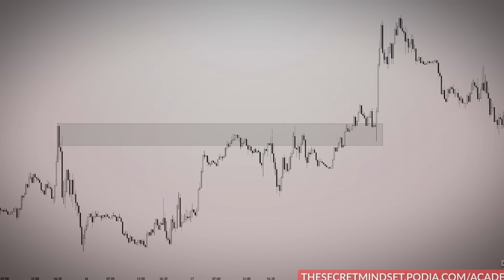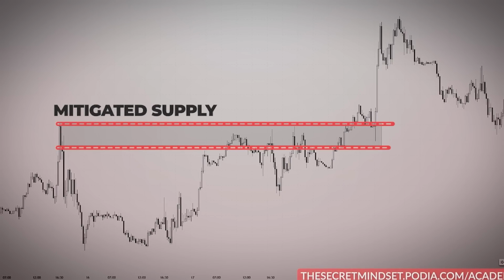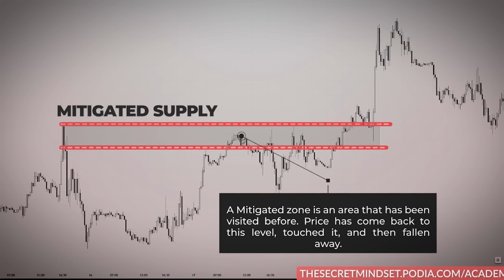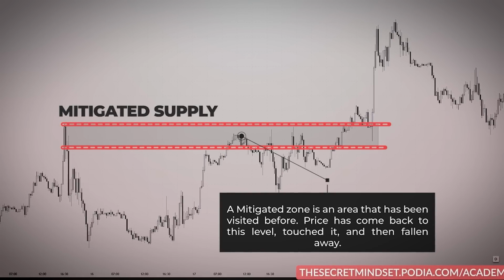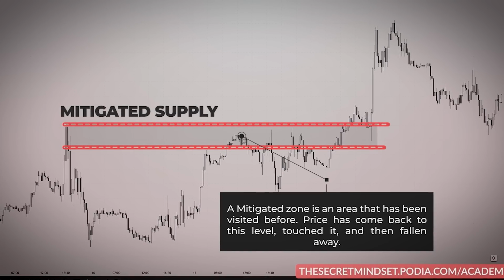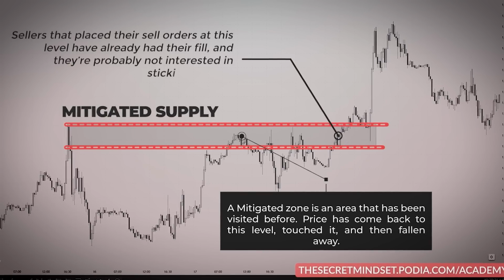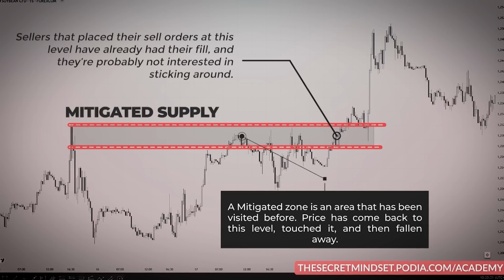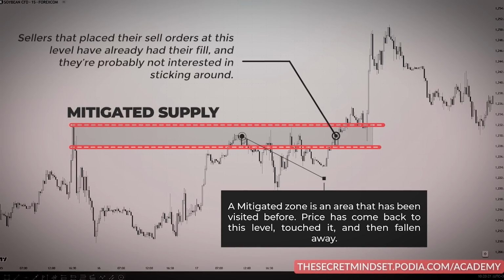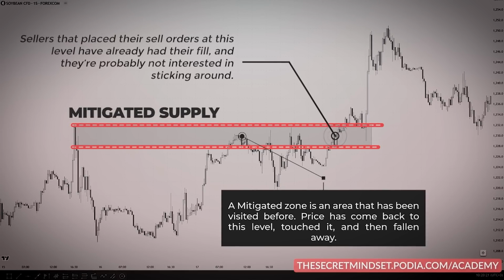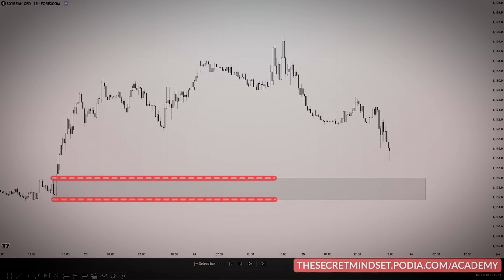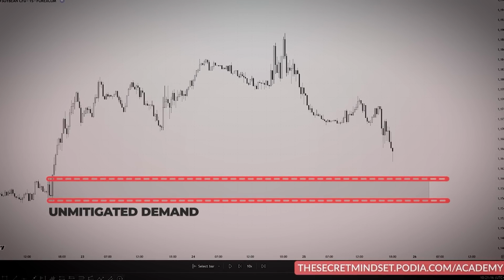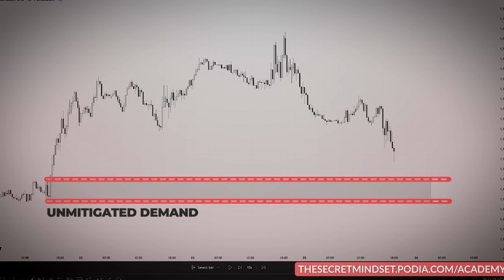The big players who place their orders in this zone are eagerly waiting for price to come back and fill them. On the flip side, here we see a supply zone with a reaction. Price has come back to this level, touched it, and then fallen away. This is what we call a mitigated supply zone. A mitigated zone is an area that has been visited before. The sellers that place their sell orders at this level have already had their fill, and they are probably not interested in sticking around. This is important because knowing whether a zone is mitigated or unmitigated can give you clues about what price is likely to do next.